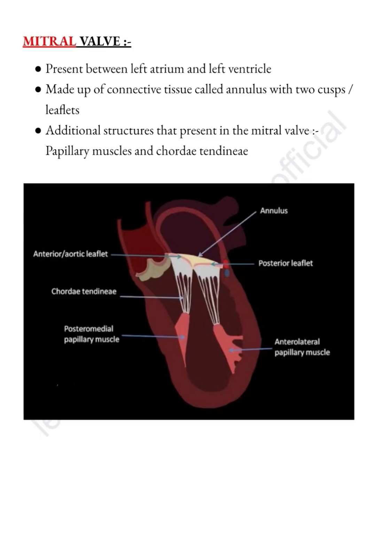Location of the mitral valve: it is present between the left atrium and the left ventricle. It is made up of connective tissue called the annulus with two leaflets, also called the anterior leaflet and the posterior leaflet. Additional structures present in the mitral valve are the papillary muscles and chordae tendineae. We will see why these structures are important.